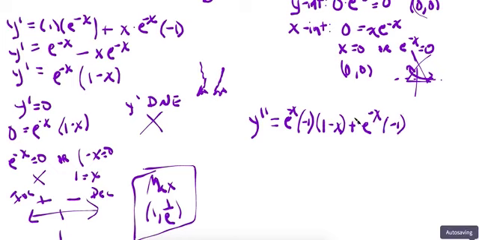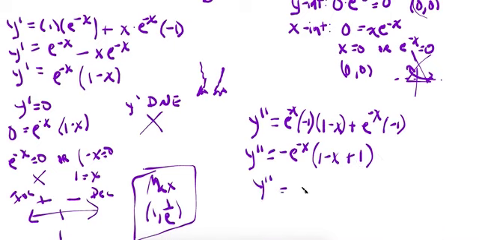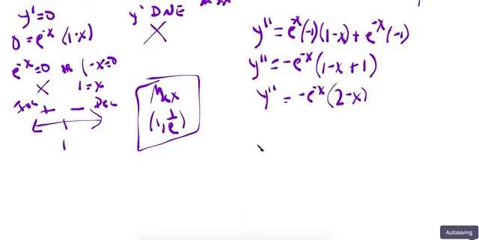Cool. Alright, actually both of these terms have two things in common. They have an e to the negative x and they have a negative 1. So I'm going to factor that out. Take out the negative 1, e to the negative x, and what's left over is 1 minus x plus 1. And to clean that up, I'm going to call this negative e to the negative x. Combine the 1 and the 1, make it 2. 2 minus x. Okay.